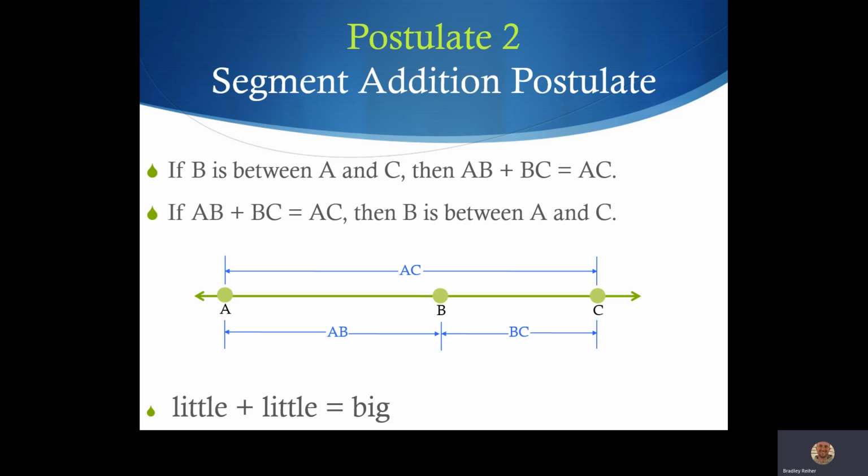Another way to say this would be little plus little equals big. That just refers to two little segments that are next to each other, added together to give you the big segment length. You're going to see this a lot, where they show you A to B plus B to C equals A to C. That's your segment addition postulate.